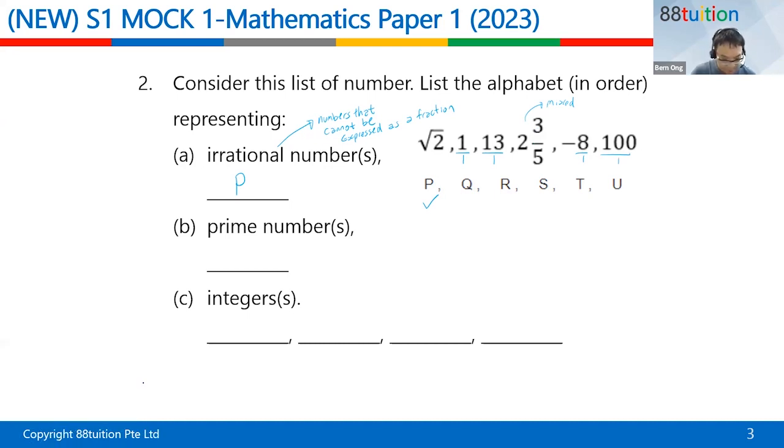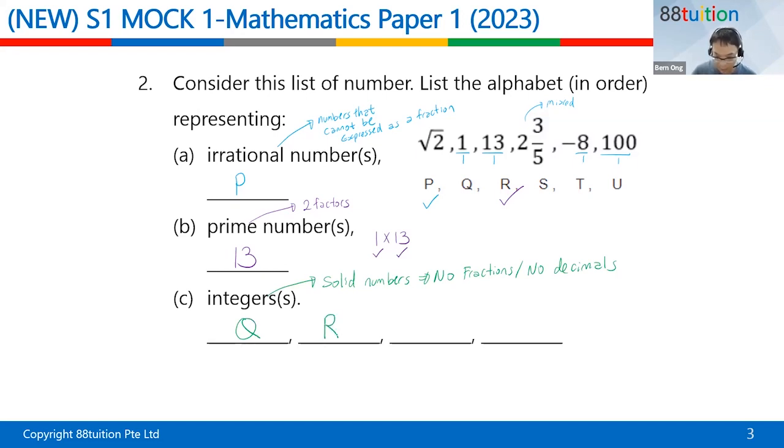What's the meaning of prime numbers? Prime numbers only have 2 factors. So, an example of prime numbers will be your 13, because 13 is 1 times 13. So 1 and 13 are the 2 factors that make 13. And lastly, what is the meaning of integers? Integers to me are solid numbers. Solid numbers means what? No fractions, no decimals. So who has no fractions, no decimals? Q, and R.